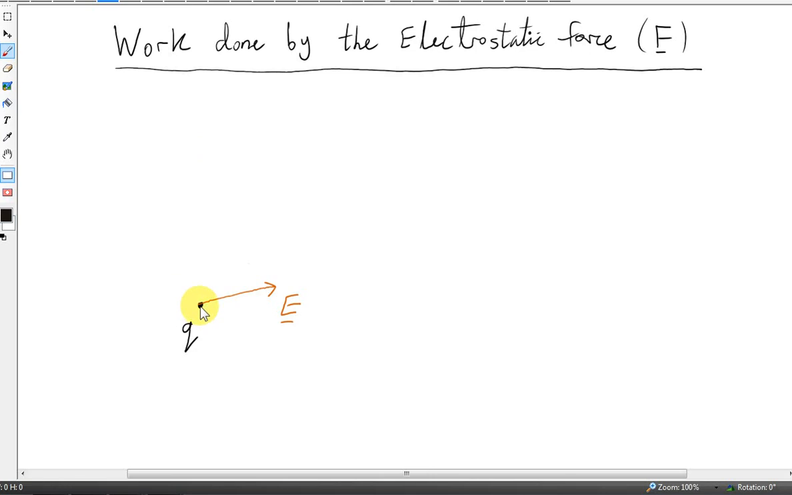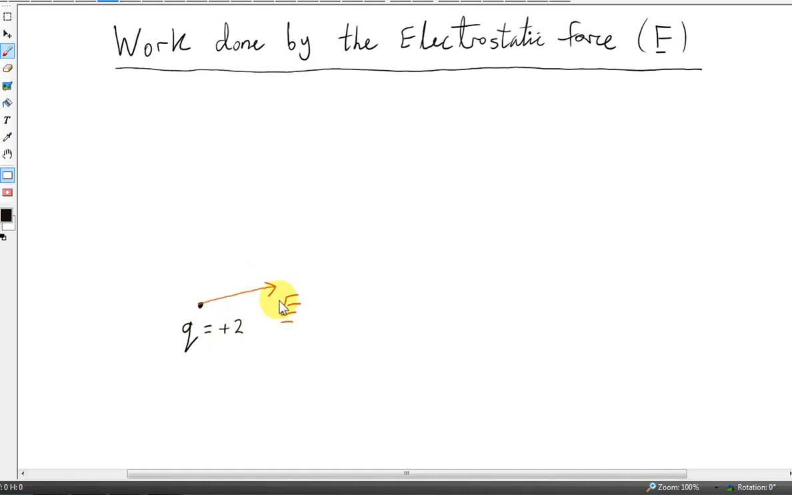Let's suppose we have a charge Q located here. The electric field at this point is given by this vector E. In a previous video we saw that the electric field at a point is the force on a charge of +1 coulombs at this point. So if Q happens to be +1 coulombs, then the electric field at this point is the same as the electrostatic force vector at this point.